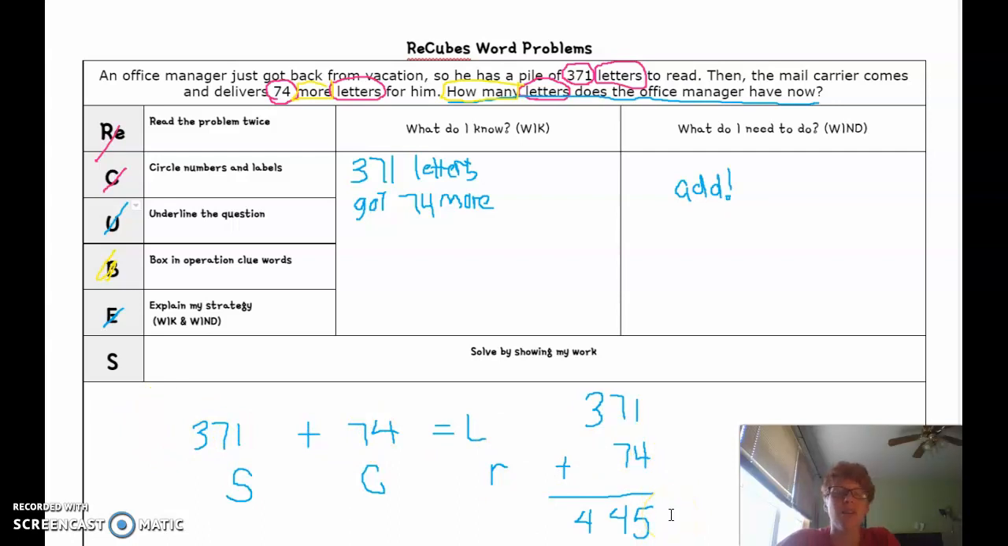That, my friends, is how you use the RE-CUBES strategy to solve a word problem. Now we're going to stop this video, and then I want you to go on to the next video in your pathway so we can do the next problem on the back side of this piece of paper. So flip your paper over and watch the next video. I'll meet you there.